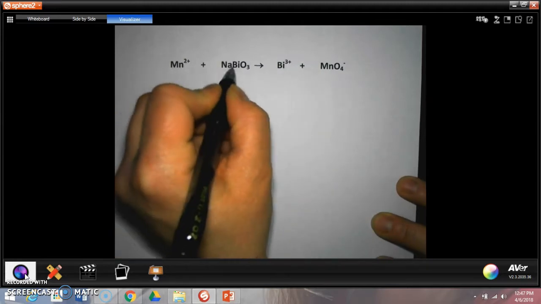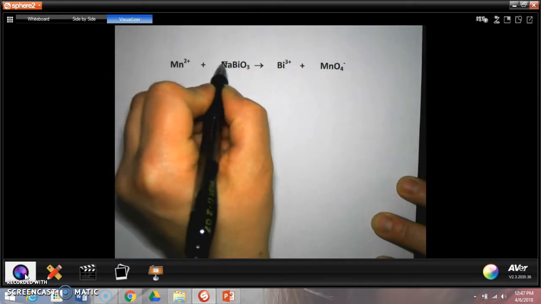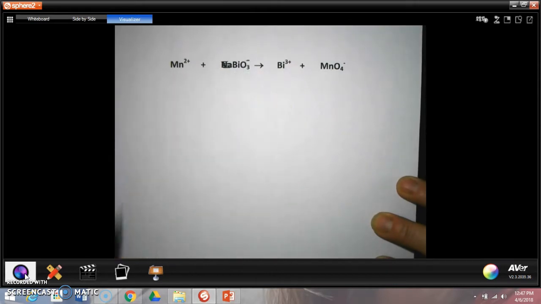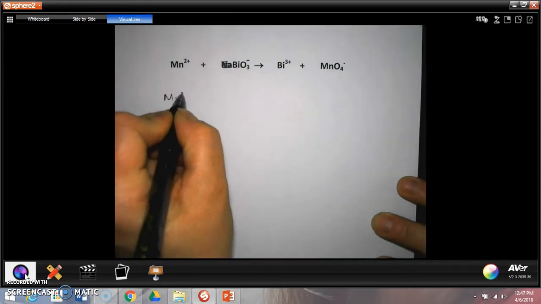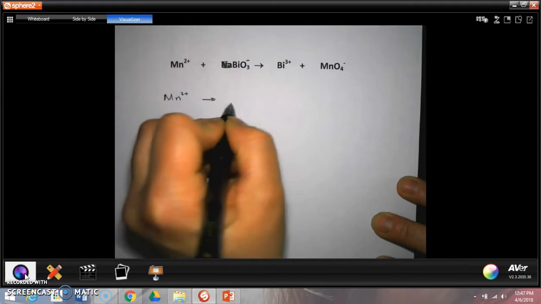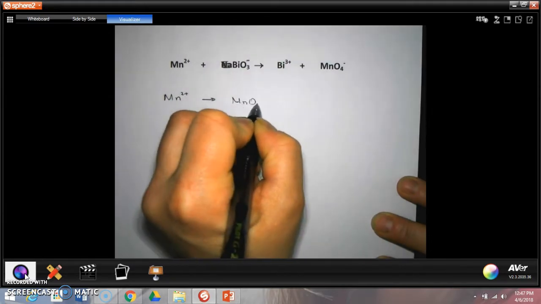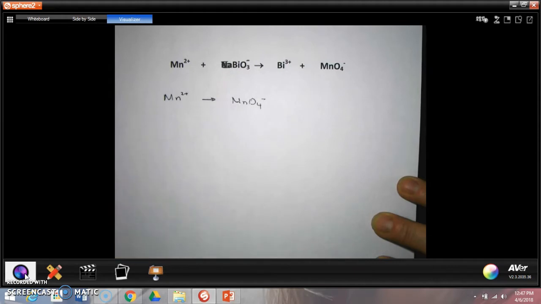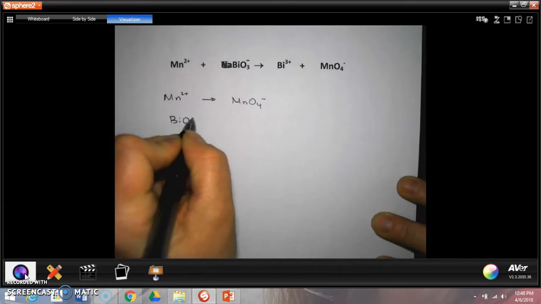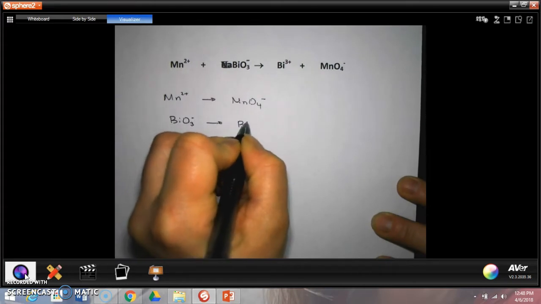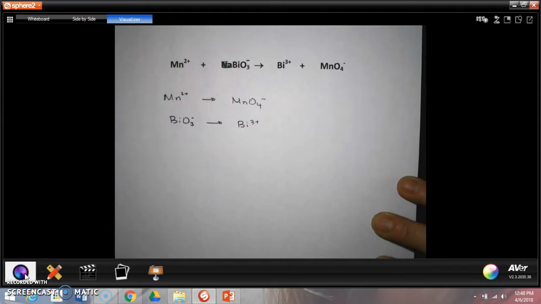I'm actually going to get rid of the sodium for this one, so let's pretend that that's not there, and I'm just going to make that -1 because I think it'll be easier. So one of the half reactions is Mn2+ going to MnO4-. The other half reaction is BiO3- going to Bi3+.